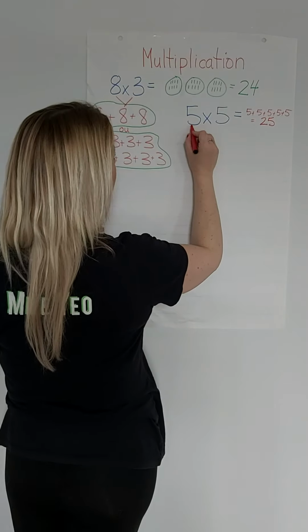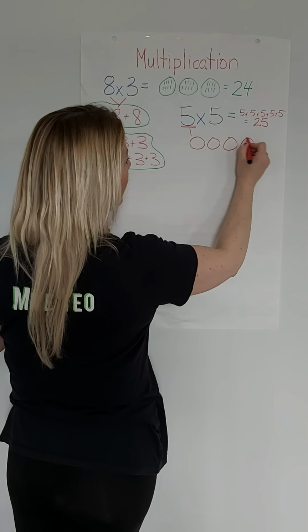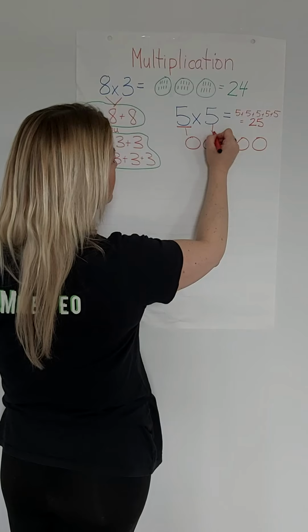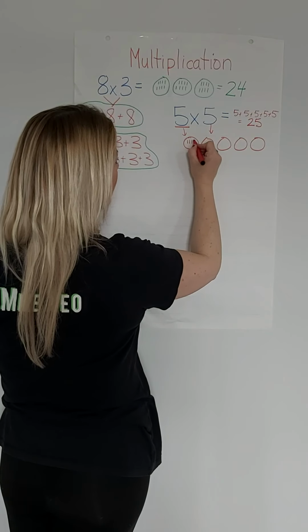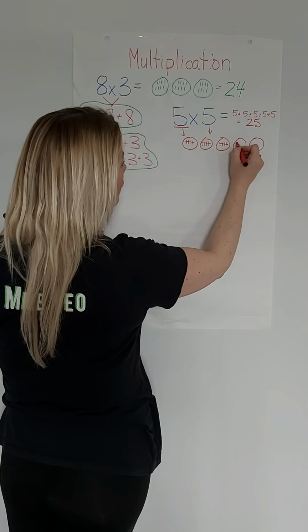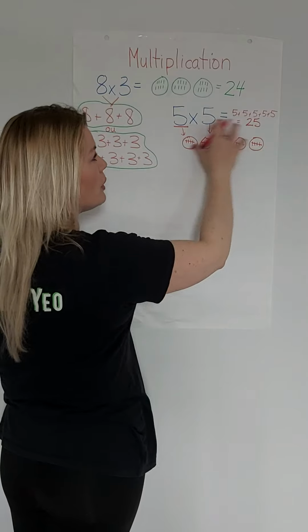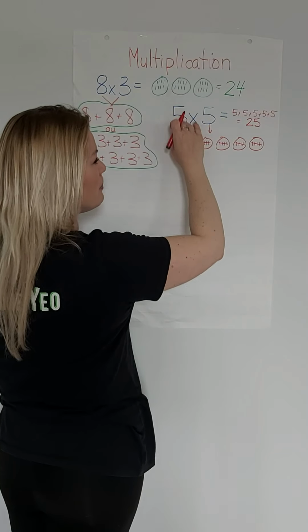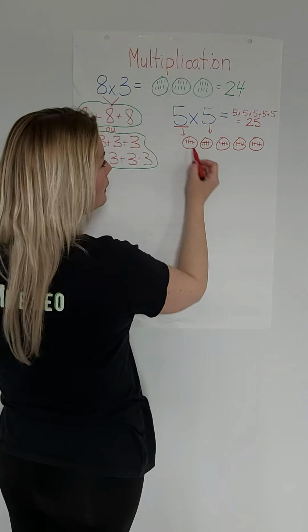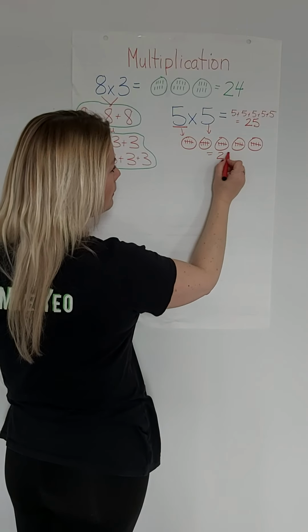Or maybe I'm going to make 5 groups. 1, 2, 3, 4, 5, and I'm going to put 5 in each one of them. 1, 2, 3, 4, 5, 1, 2, 3, 4, 5, 1, 2, 3, 4, 5, 1, 2, 3, 4, 5. That's showing me that I know that 5 times 5 means 5 groups with 5 in it. Then I can count all the little dots and I know that there's 25, égale à 25.